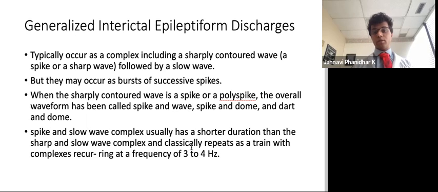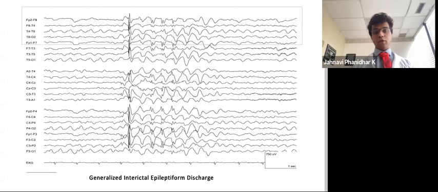Spike-and-slow-wave complex usually has a shorter duration than the slow spike-and-slow-wave complex, and classically repeats as a train with a frequency of 3 to 4 hertz. This is a generalized interictal epileptiform discharge showing the spike-and-slow-wave forms. Here we can see the spike followed by the slow waves.